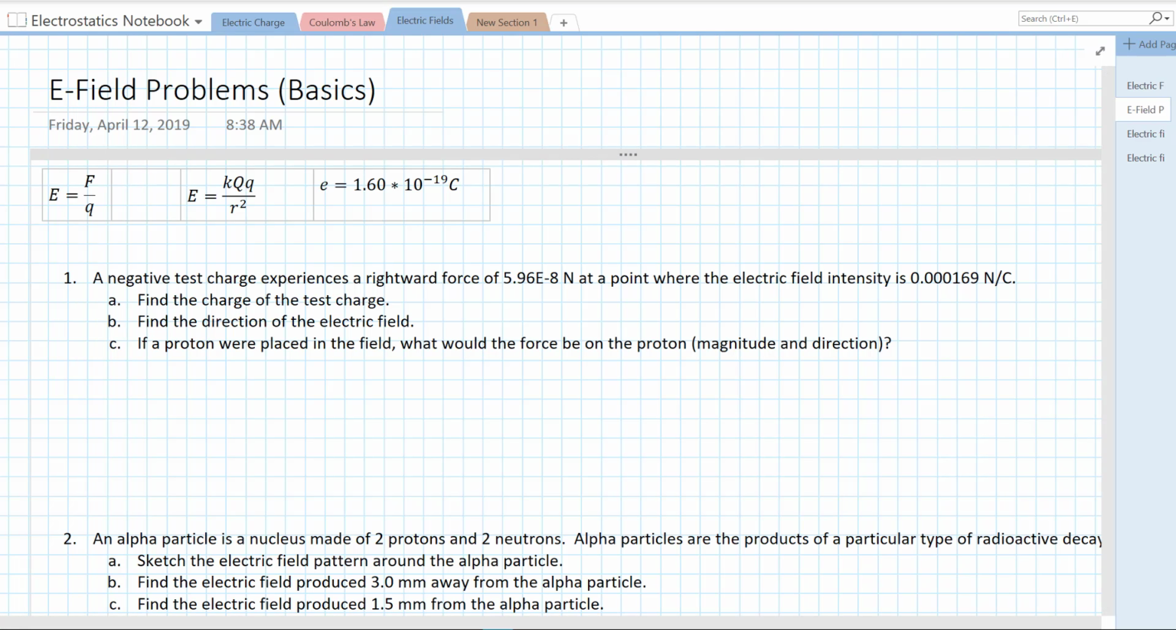This is 3 basic electric fields problems. Some of them have multiple parts, but we'll cover most of the basics for solving for electric fields.